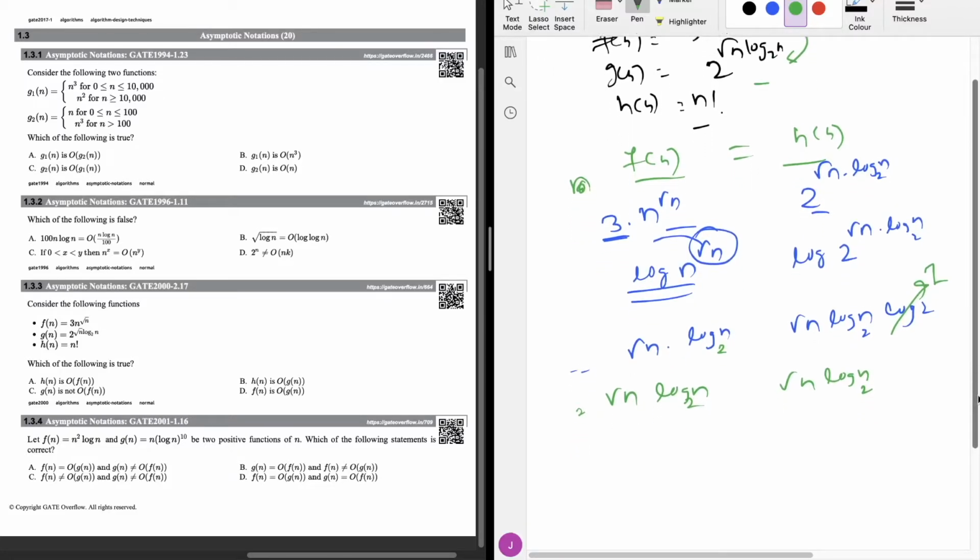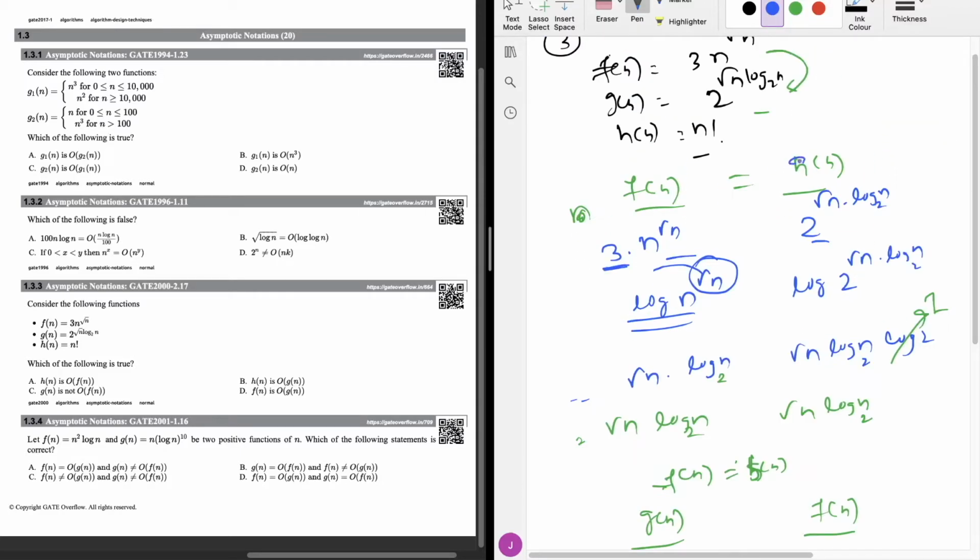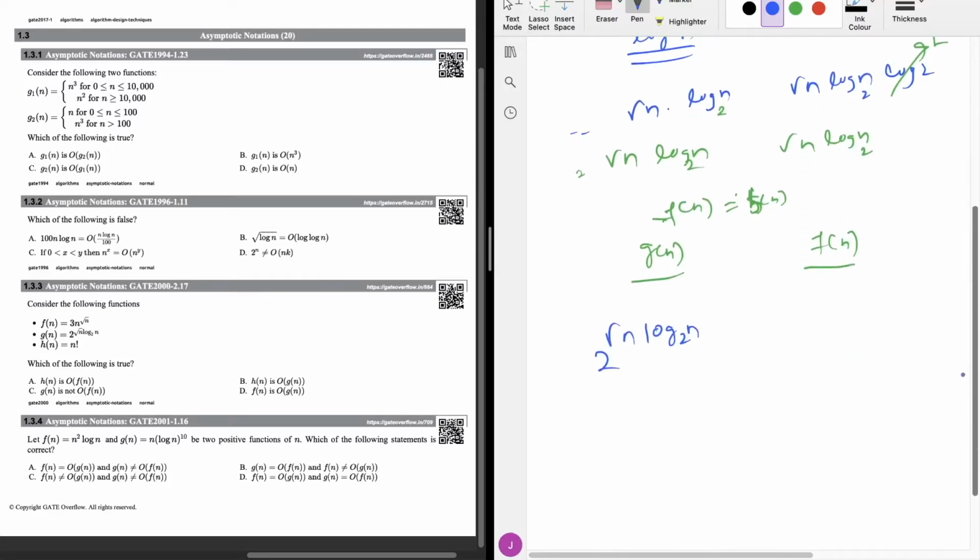Okay, and the second thing is we have compared f(n) and h(n): f(n) is asymptotically equal to h(n). Then we have to compare g(n) with one of those. Suppose I take g(n) with f(n). Both are having some root n terms, so I have compared f(n) and g(n). This is g(n) and this is f(n), and from these two I can get that f(n) is asymptotically equal to g(n).